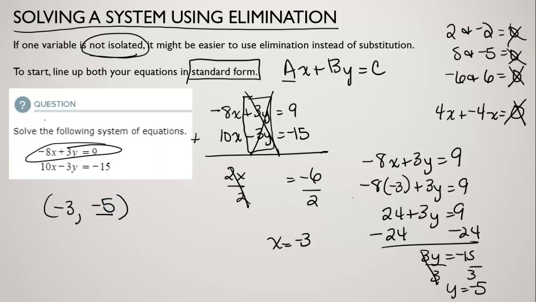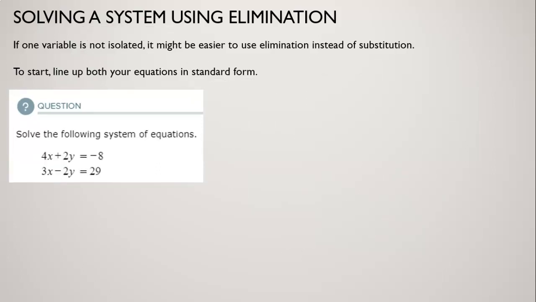So remember, we're starting by lining up our equations in standard form, we're looking for opposites, and then we're adding down the columns to eliminate. You pause the video and try this one on your own. I want you to notice that they're already in standard form and you already have opposites here. So go ahead and try adding down your columns.